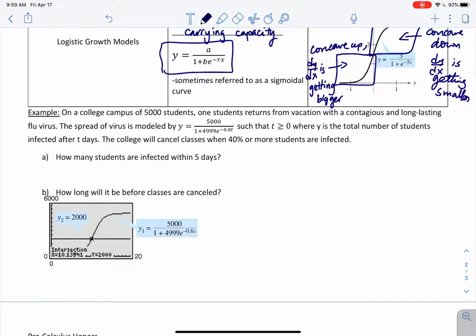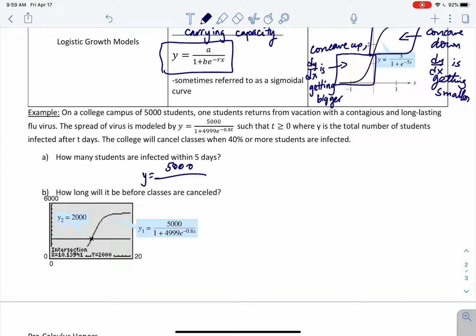So we have the spread of the virus is modeled by this equation. And we're looking at how many students are infected after a certain number of days. If more than 40% of students are infected, that's when the college is going to call it to cancel classes. So we want to know how many students are infected in 5 days. Well, for 5 days, that would be t equals 5. And so we can just use this model.